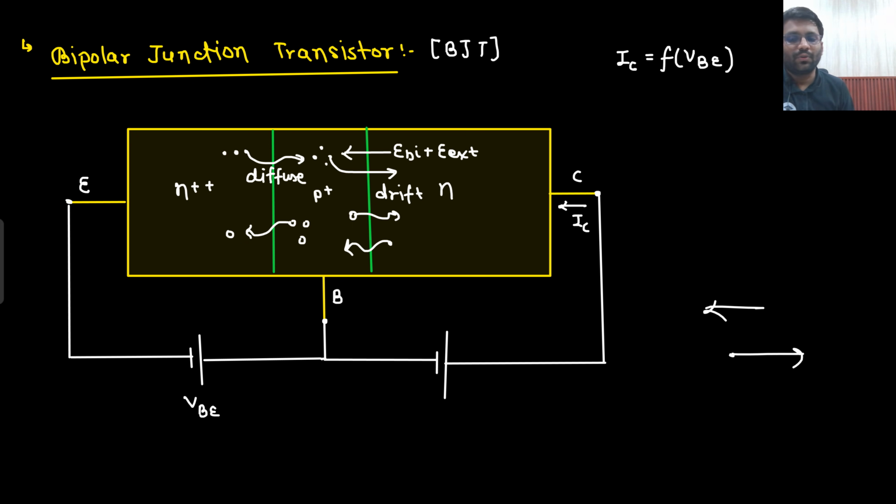Is that understandable to you or not? Is the working clear? Why I made it forward bias, why I made it reverse bias, is that clear? I will call it VCB.